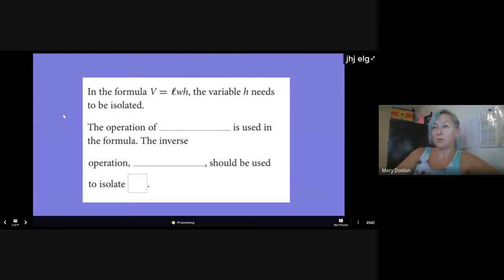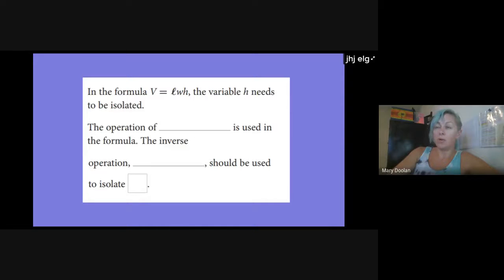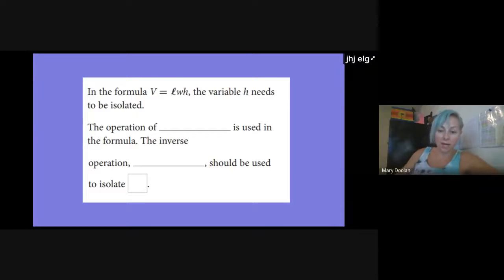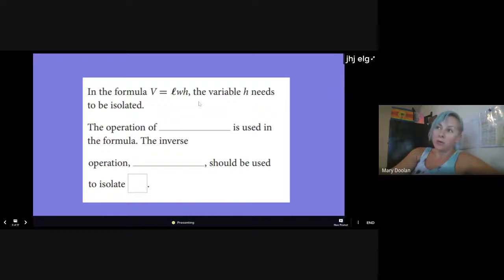If we look at this formula, V equals LWH, we want to isolate H. So we're going to change it. Maybe we have a problem where they gave us the volume of a box, the length, and the width, but we don't know the height of the box. So we might want to rearrange the formula so we can just plug in the values given to us. If you look at what we have right now, the L, the W, and the H, when they're all touching each other like that, that means they are being multiplied.